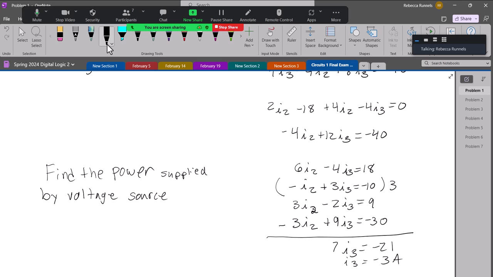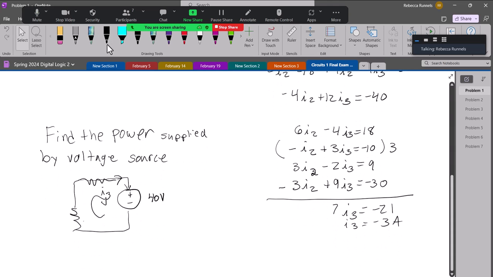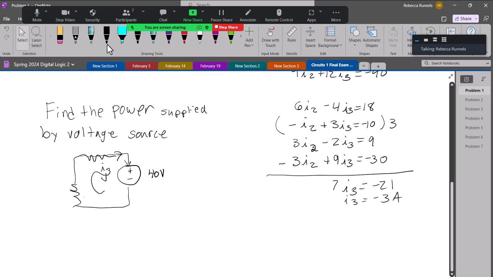So when I look at my circuit, I see that in this last mesh, I'm just copying the last mesh over, I3 is in fact the current going through that voltage source. If that voltage source was somewhere else in our circuit, I might have to solve for another component of it. But since I3 is the only current going through that voltage source, I can use it to find the power.